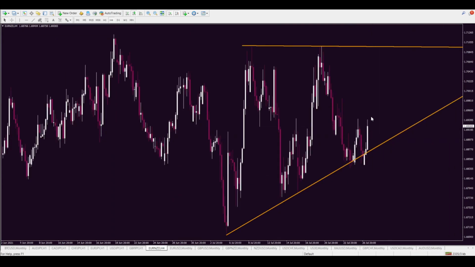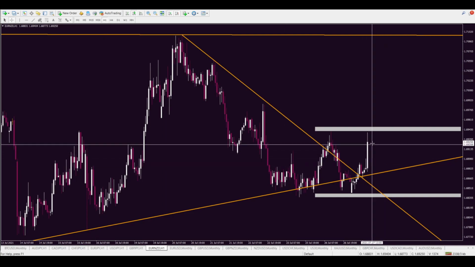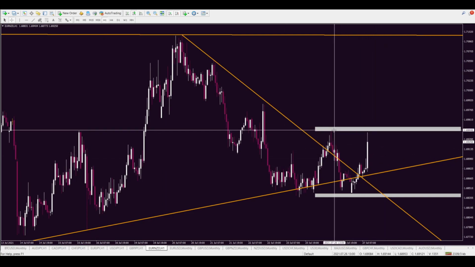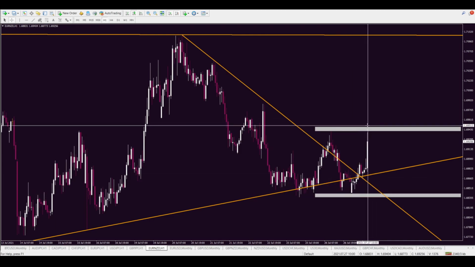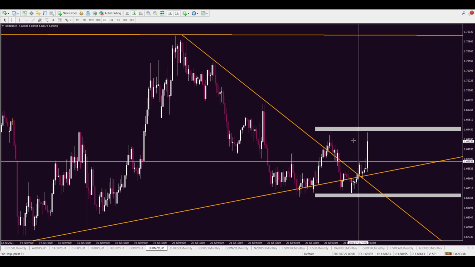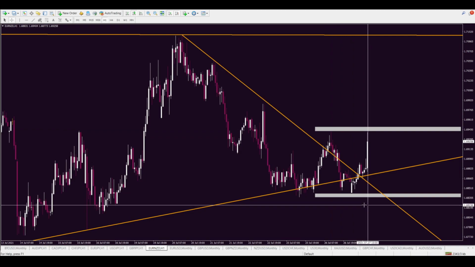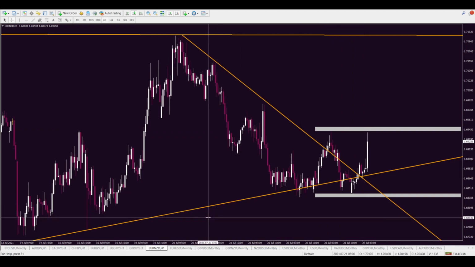Price is currently at resistance. Yeah, so for me, if I get a break above this area without price going below this area, I would buy. If I get a break below this area without price going above this area, I would sell. So a simple setup on Euro New Zealand.